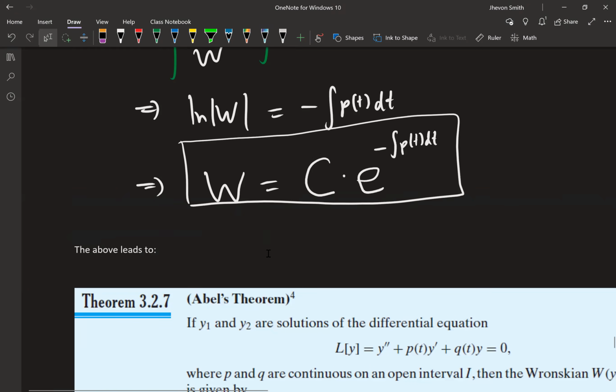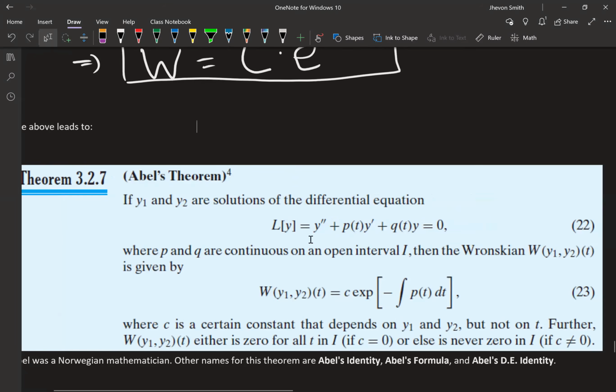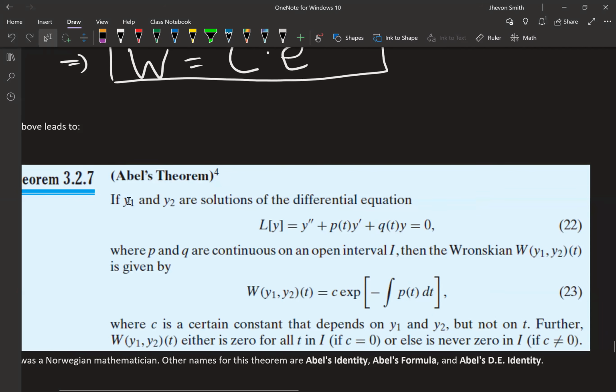So this leads to the following fact. If y1 and y2 are solutions to this differential equation, and the Wronskian is this, then the Wronskian is given by a constant times the exponential of minus the integral of p. So you look at the coefficient of the y prime, integrate that, take the negative of it, put that in an exponential, multiply that result by a constant, and that is what your Wronskian is going to look like.